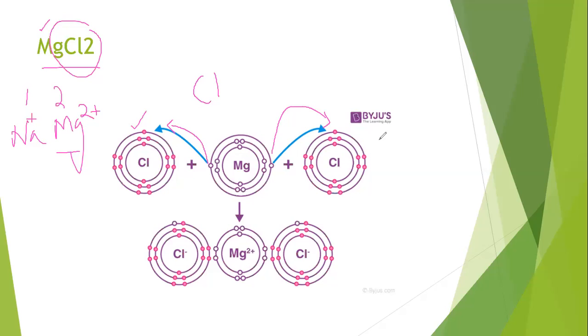In this way, this chlorine atom becomes 1 minus, and this will be 1 minus, and magnesium will be 2 plus. So minus 1 and minus 1 will be minus 2. So minus 2 and plus 2 cancel out each other, and it is neutral. That's why magnesium chloride is a neutral molecule.